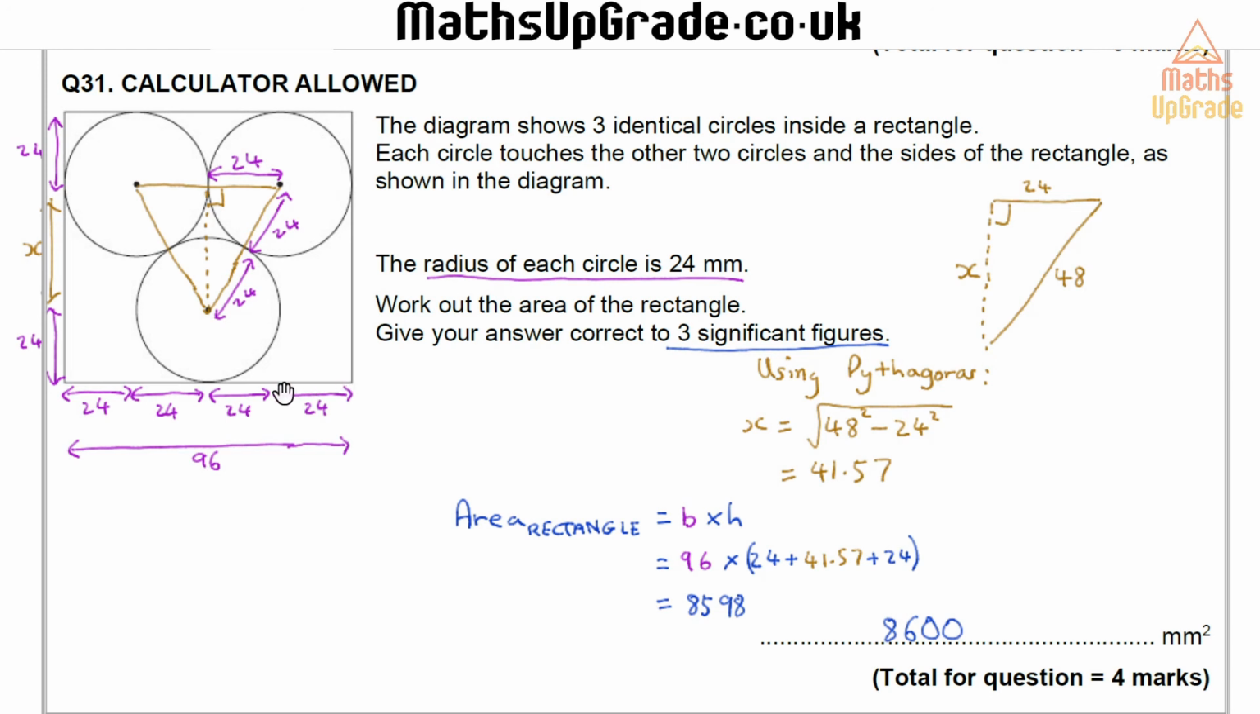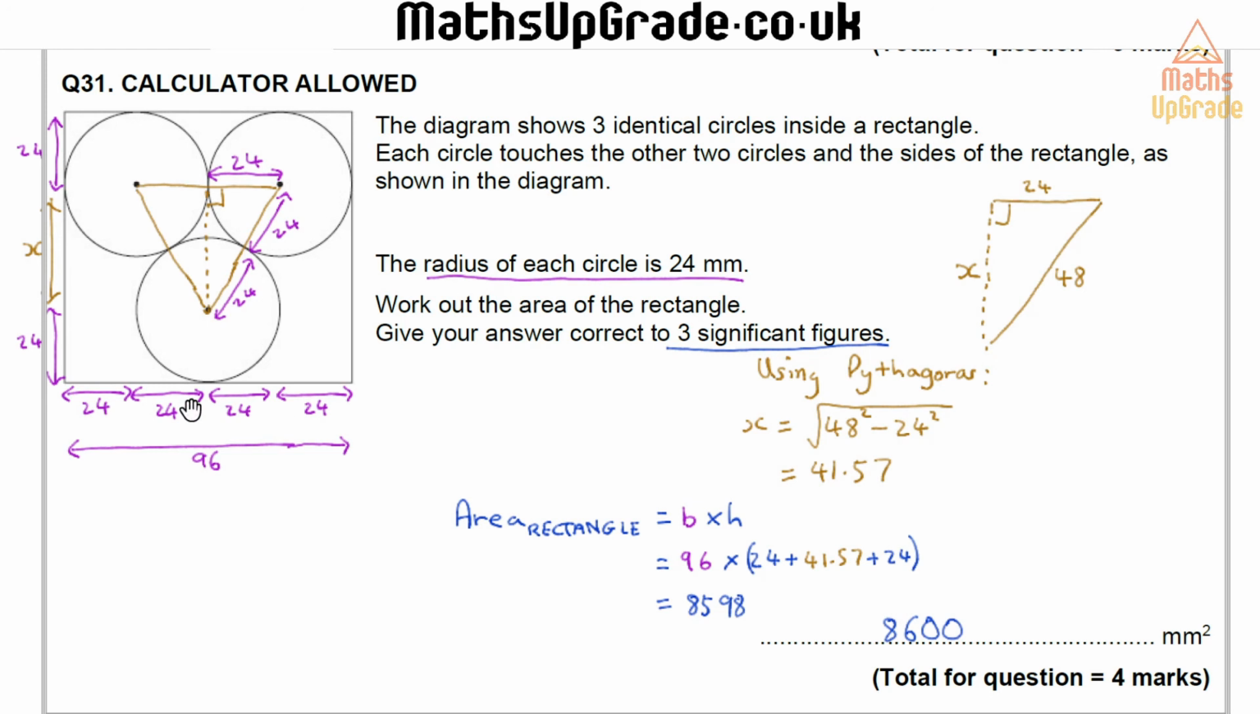by 24 as this radius here, 24 and 24. So this whole width of the rectangle is 96. And similarly here, I know that this radius is 24, and now I know this distance here is 41.57, and now this is 24.